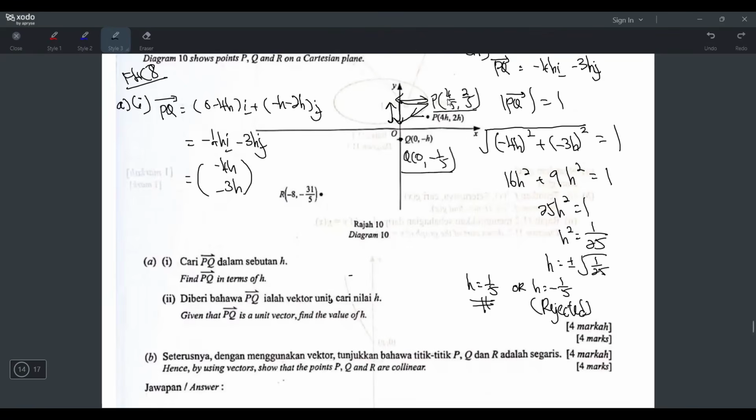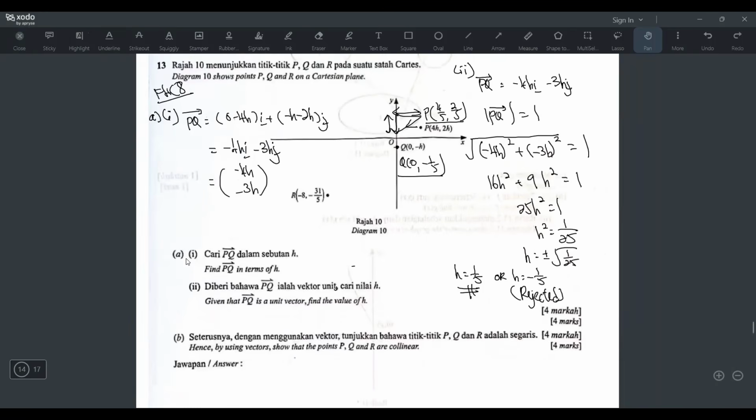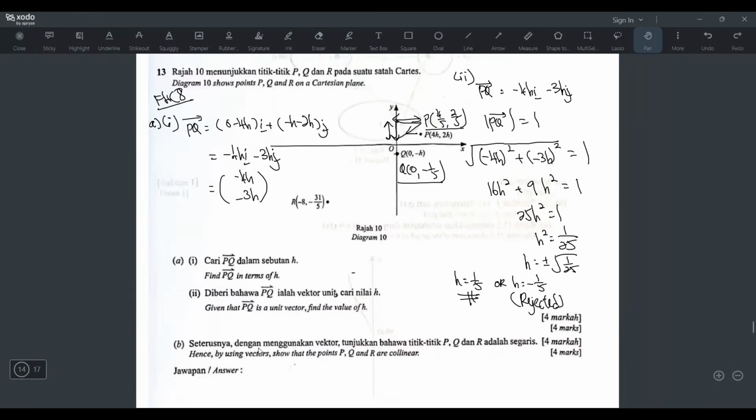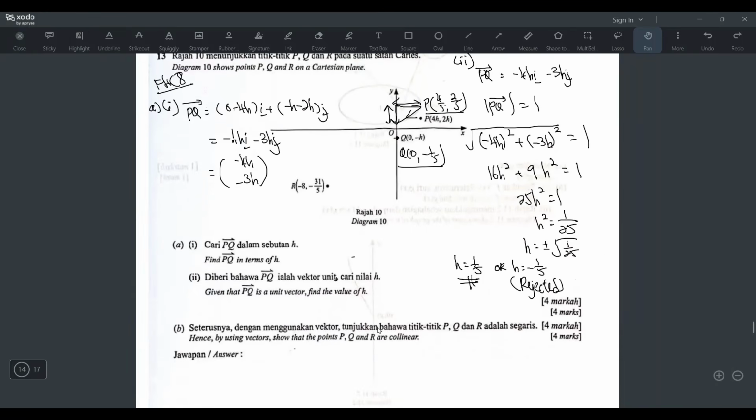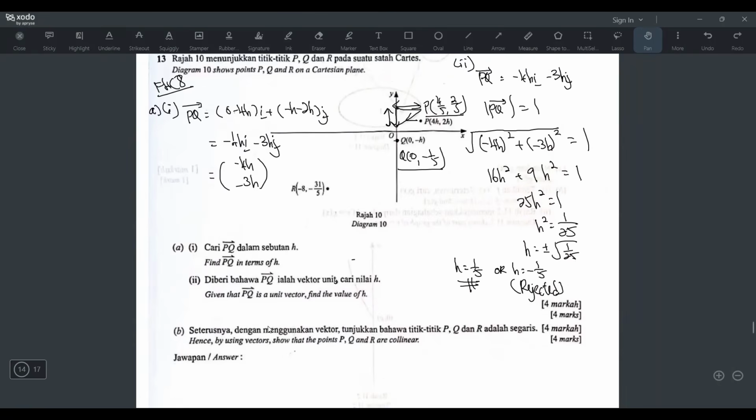And the reason why I write it like this is because maybe I might use it for the next question later, right? Because we haven't finished yet. There's still a question B. So we might need the answer from here to do B later. So let's do B now. Hence, by using vectors, show that the points P, Q, R are collinear.